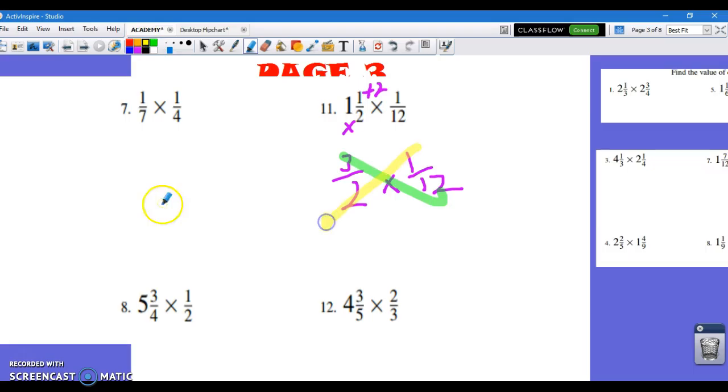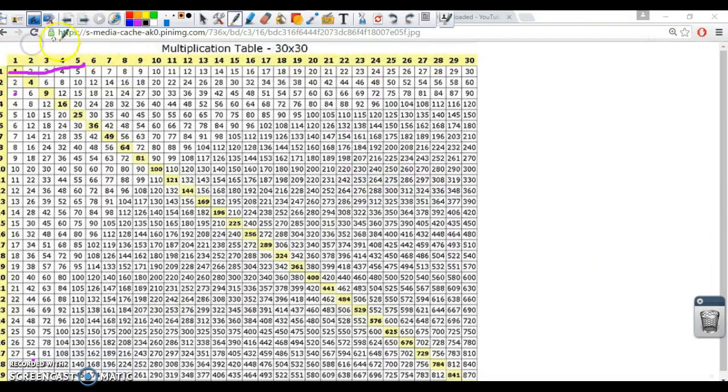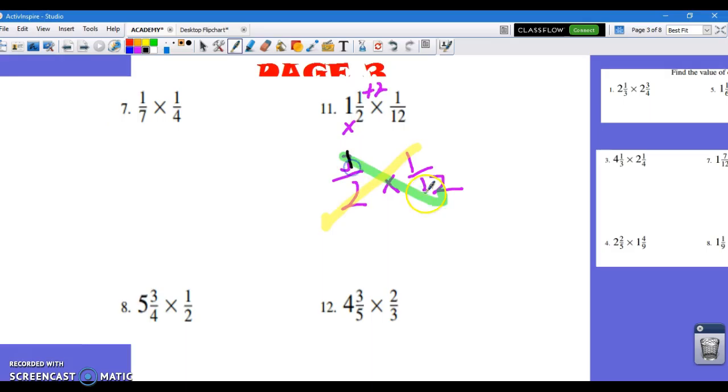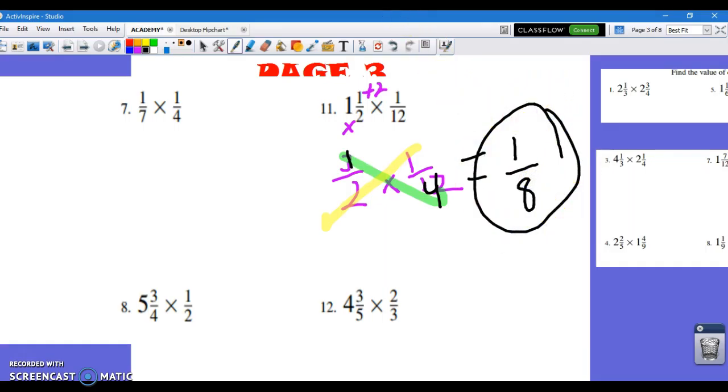Follow the same steps. See if I can reduce. Remember, a 1 in a number is not going to reduce. But I know 3 and 12 will reduce. Okay, there's a 3, here's a 12. Look at that. 1, 4. 3 becomes a 1, 12 becomes a 4. Now I can multiply straight across. 1 times 1 is 1, 4 times 2 is 8. My final answer for this is 1/8.